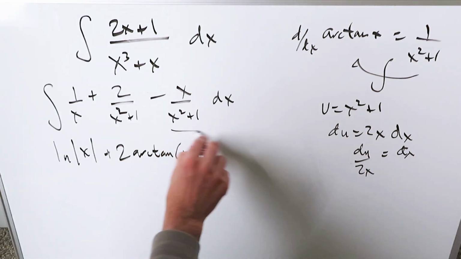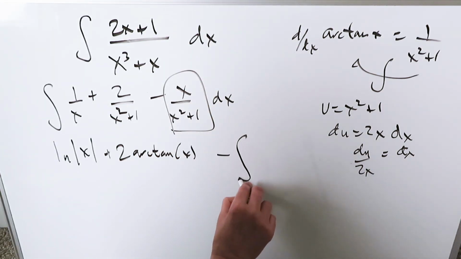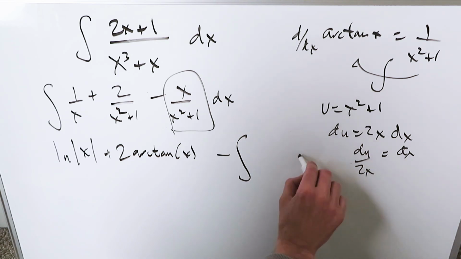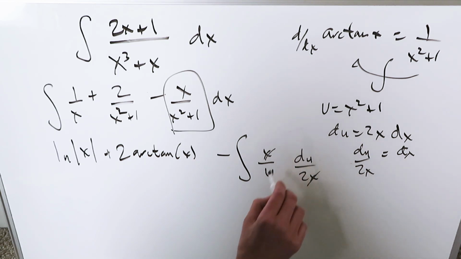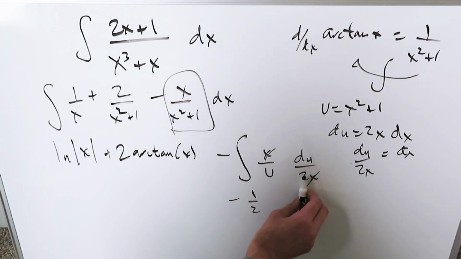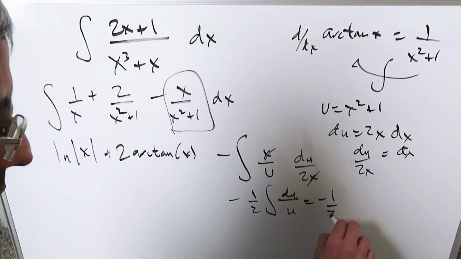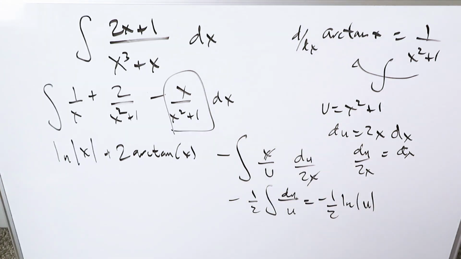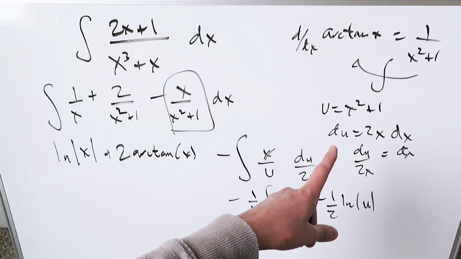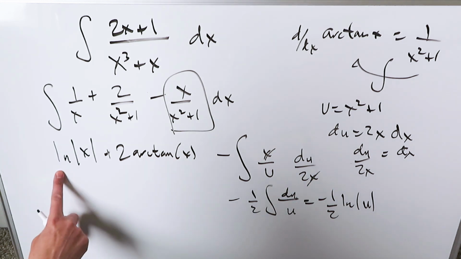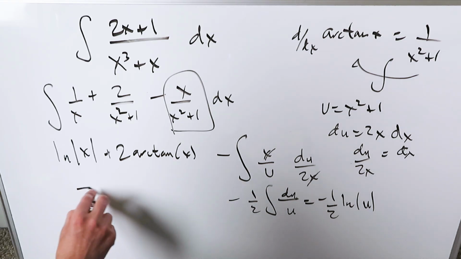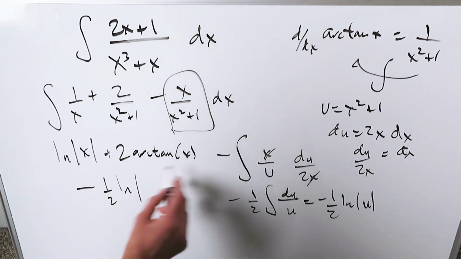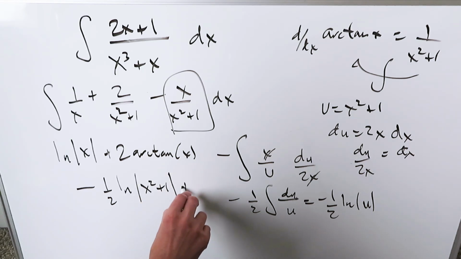Work only over here. I have a minus integral. I have a dx which is equal to du over 2x. We have x over u. This cancels out. I have here minus 1 over 2. This coefficient 1 over 2 is brought out. We have du over u. You know it's minus 1 over 2 natural log u. You know what u is, x squared plus 1. Let's bring it in. I have natural log absolute value of x plus 2 arctan x minus 1 over 2 ln of u, where u is x squared plus 1, plus c.